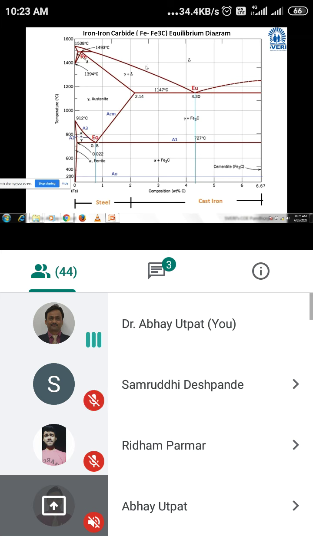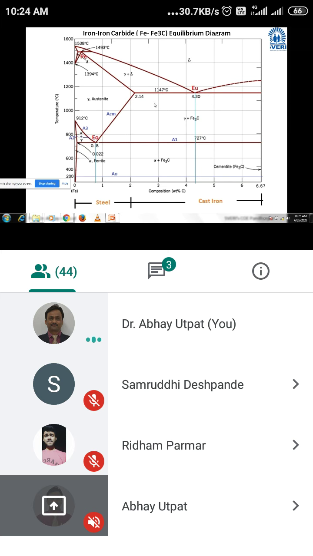That line is called as liquidus line. Liquidus line means the line above which all phase is liquid. Okay, so as soon as you cross this line, you observe gamma plus L. So here is gamma, then here is gamma plus L, and here is L.